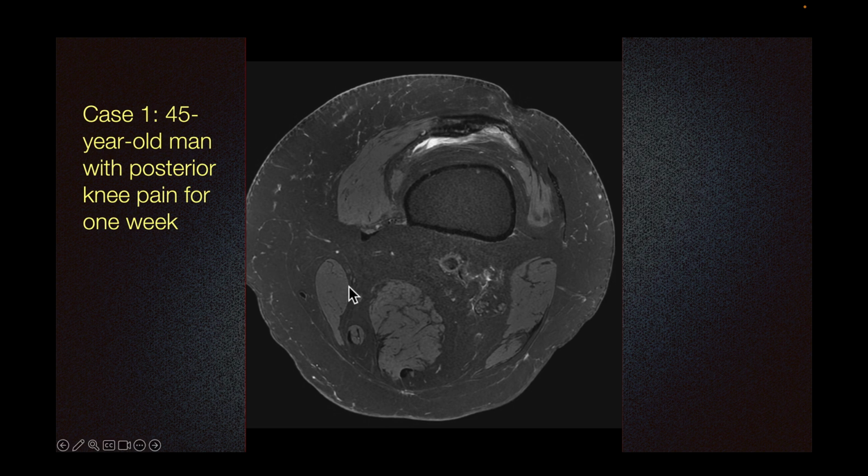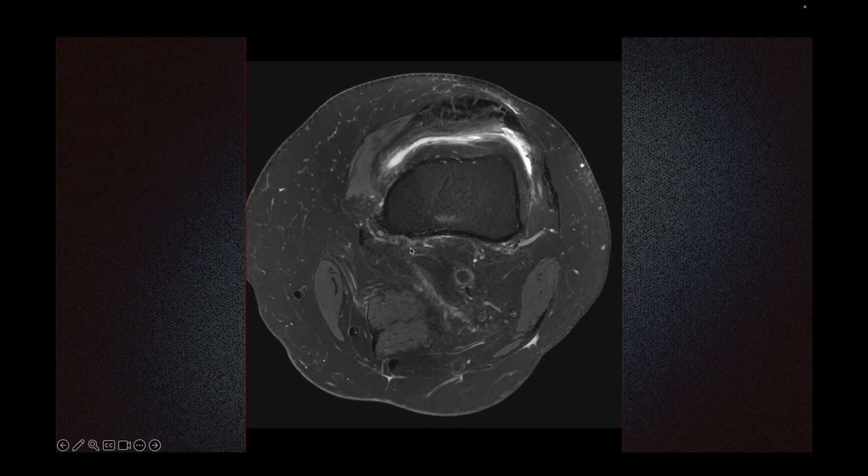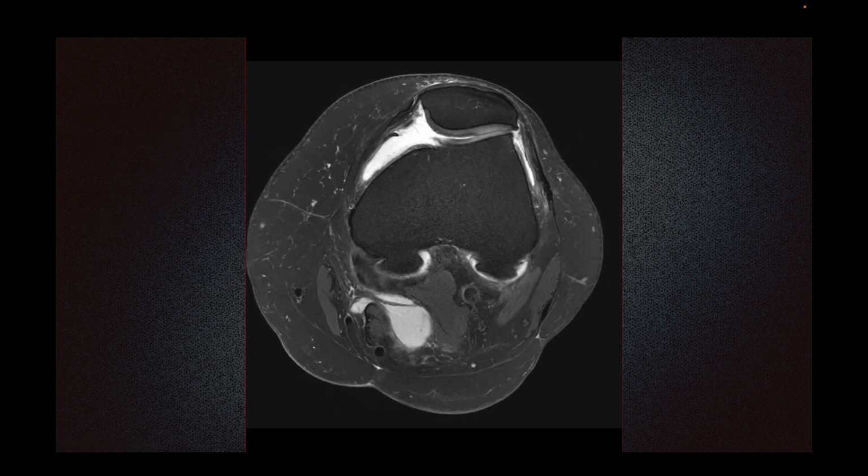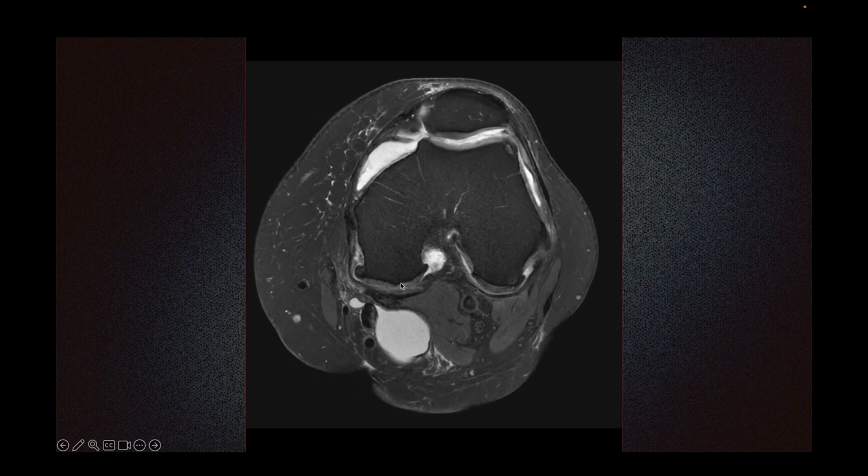Let's look at an abnormal case. We have a 45-year-old man with posterior knee pain for 1 week. This is semimembranosus. This is semitendinosus. Again, cherry on top. The medial head of gastrocnemius would originate somewhere in this region as I scroll down. So here we see the medial head of gastroc originating. And we have a cyst in between the semimembranosus and medial head of gastrocnemius. So this is a Baker's cyst.